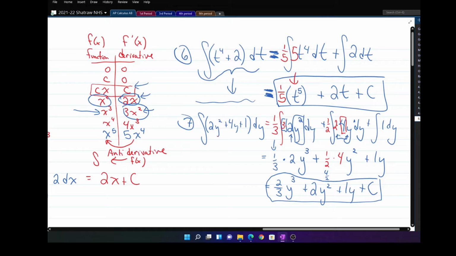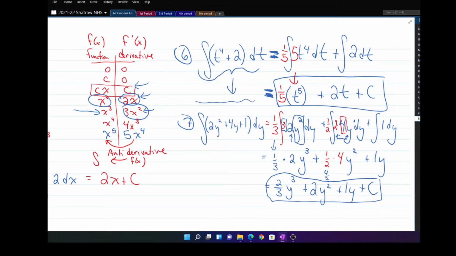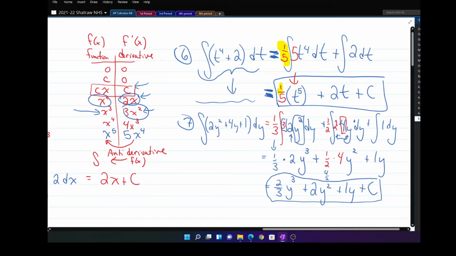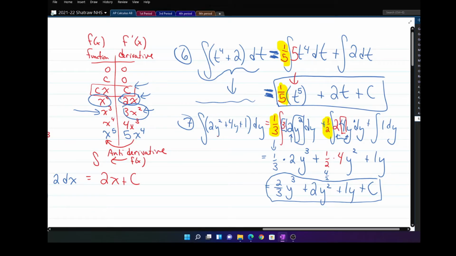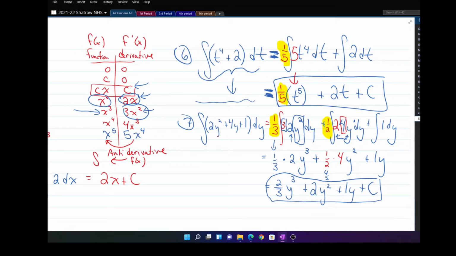So I think you can see that if the constant is missing, the pattern we want to recognize is that we want to throw that missing constant out in front. I don't know why I highlighted that too. Sorry about that. So I want to throw that missing constant out in front, and that'll help me with the rest of the problem. Now that we've done enough of those, hopefully we won't need to do that anymore.